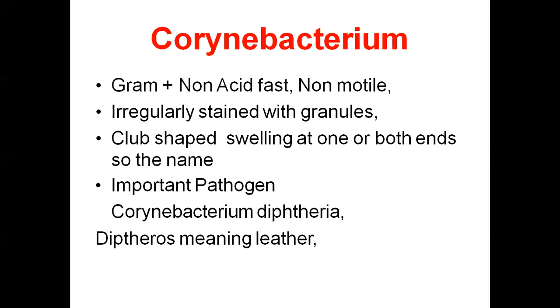So we'll come to Corynebacterium. This is the morphology of Corynebacterium diphtheriae. They belong to the category of gram positive. They are non-acid fast and non-motile. They stain irregularly with granules. The granules resemble a club-shaped swelling at one or both ends of the rod. That means a dot or circle which is present at the head and tail end, or at any one end of the rod.